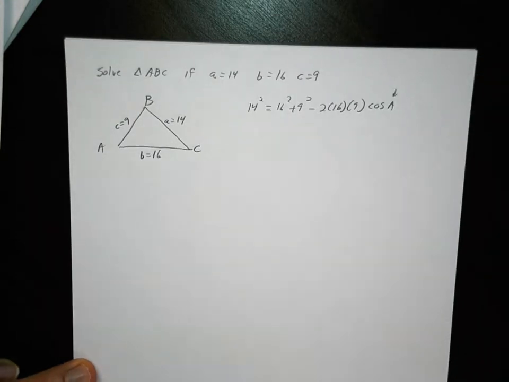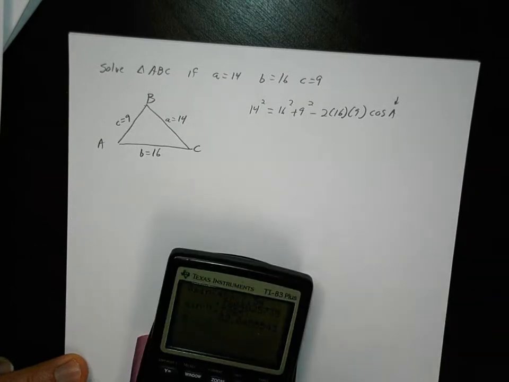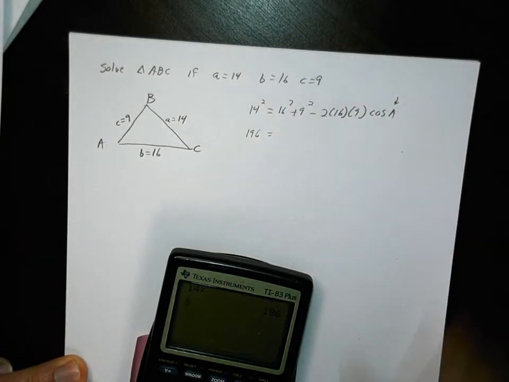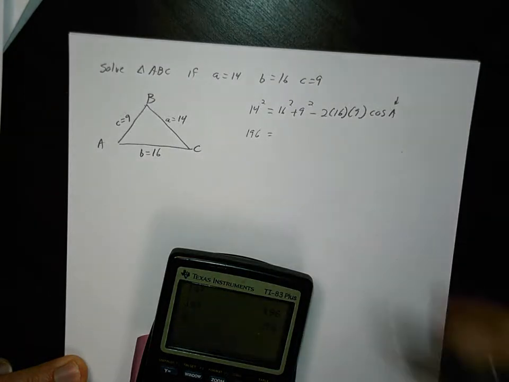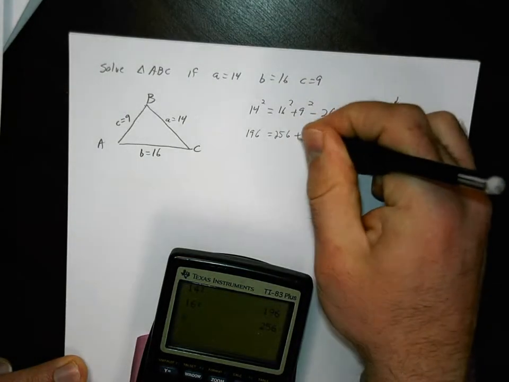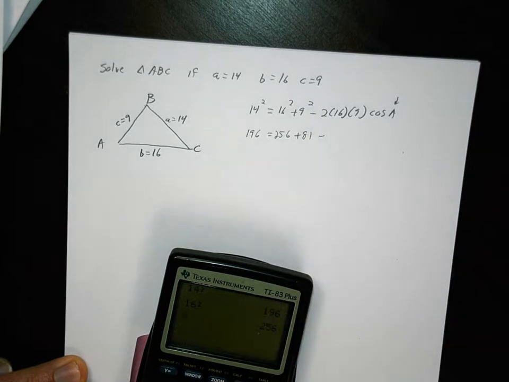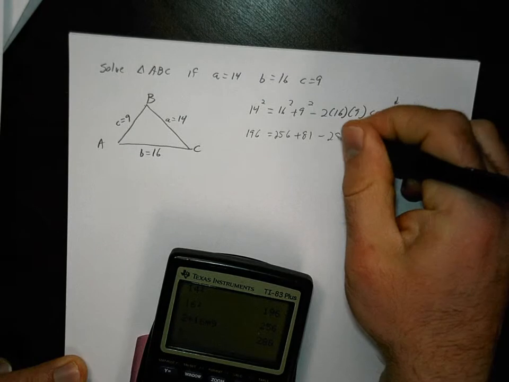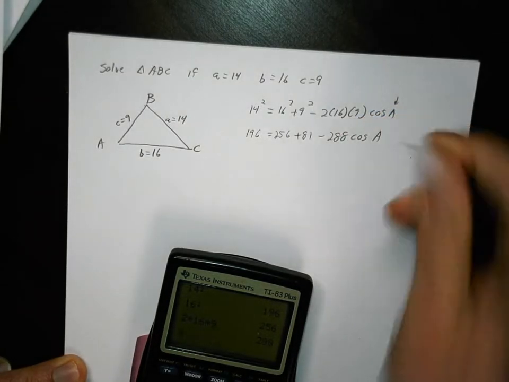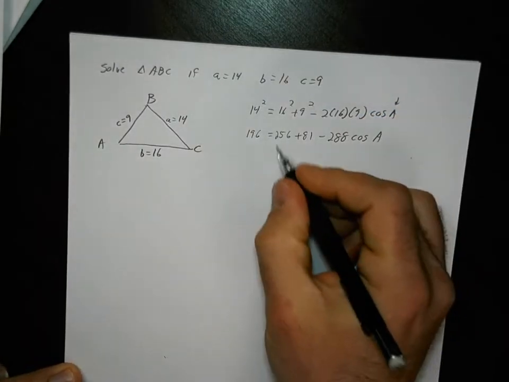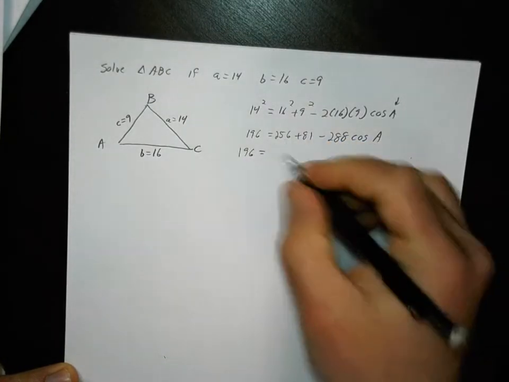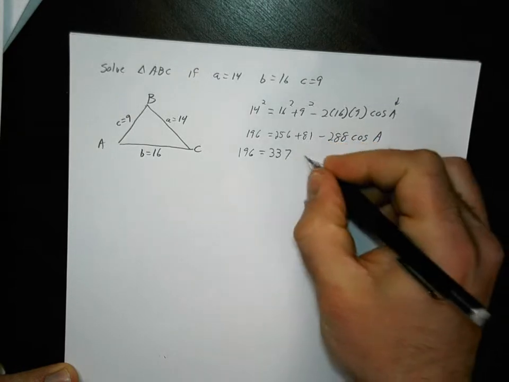So how do I solve that now? Well, let's square some of this stuff. Here's where we have to be careful now with the math. We can combine these and add these two together, so that'd be 337.